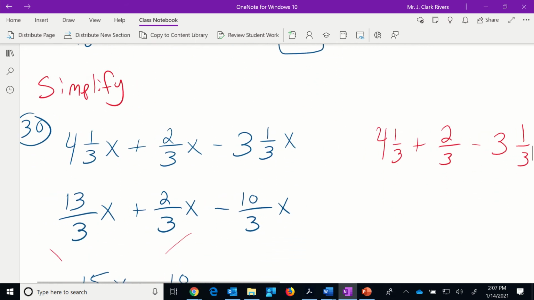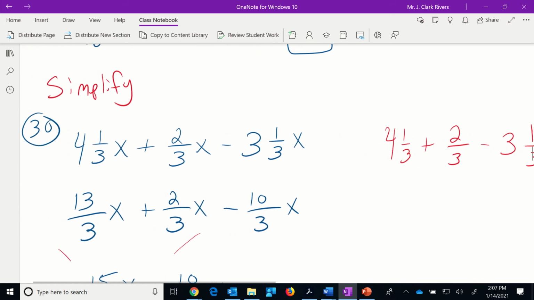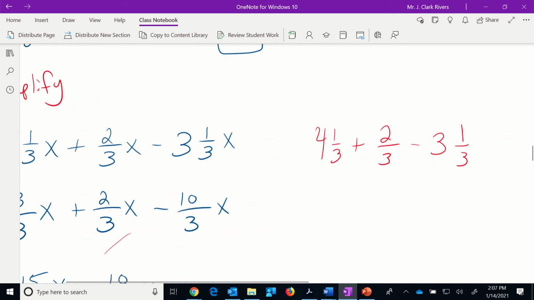4 1/3 x plus 2/3 x minus 3 1/3 x. This is just like 4 1/3 plus 2/3 minus 3 1/3. I don't even think about the x's there. I make sure they come down every step of the process, but I don't really think about them. I'm just focused on these numbers over here in the red.